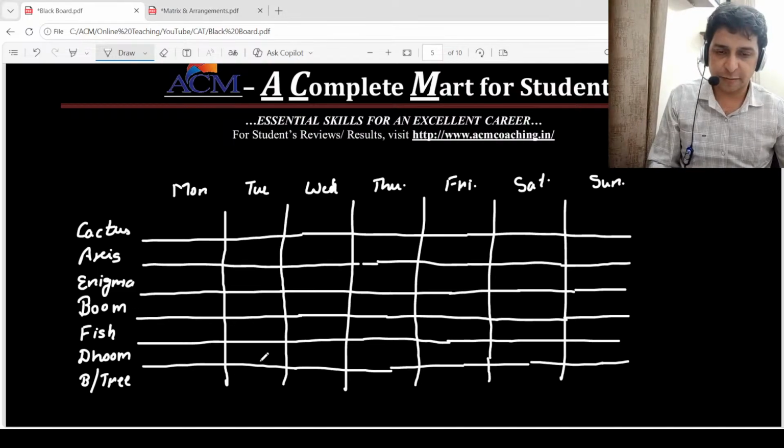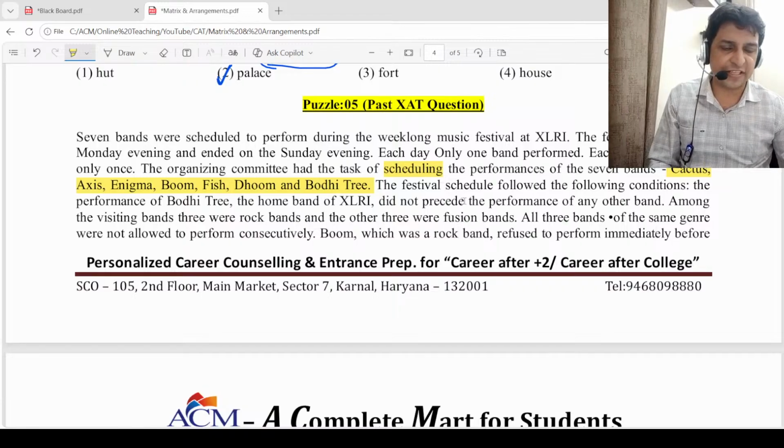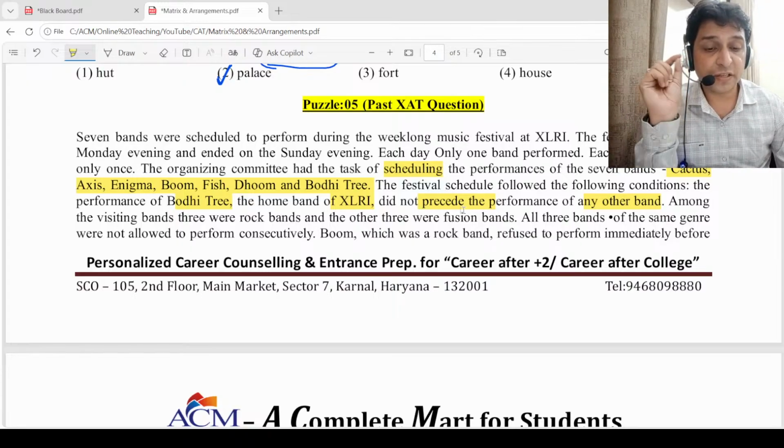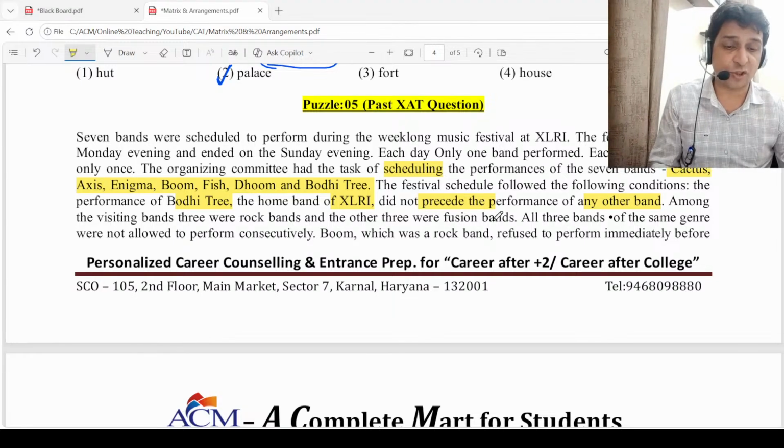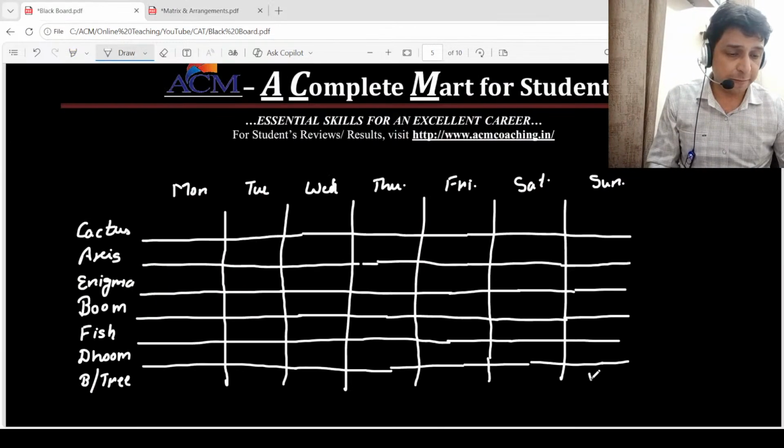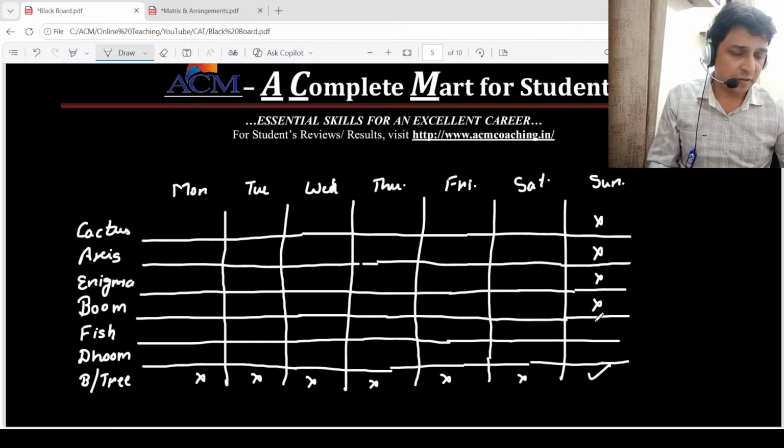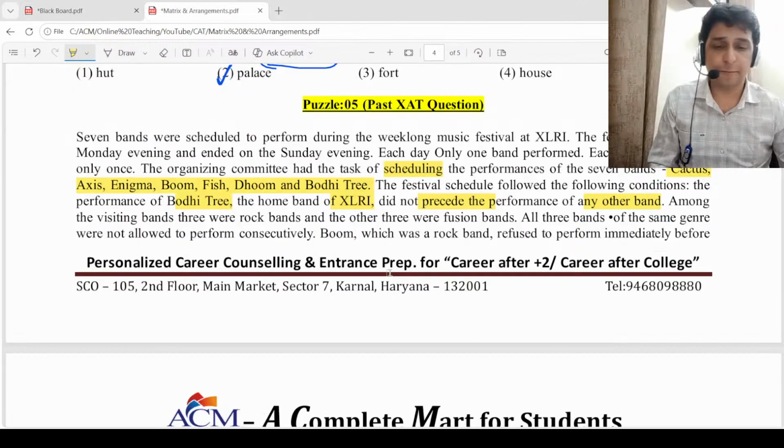Let's solve the questions. The first information given to us: the festival schedule followed the following conditions. The performance of Bodhi Tree, the home band of XLRI, did not precede the performance of any other band. So it did not precede, that means there is no program which came after it. That means this has to be only on Sunday. So Bodhi Tree came on Sunday. That means no other band can be on Sunday, and Bodhi Tree cannot perform on any other day. So we are placing all the crosses horizontal as well as vertical.